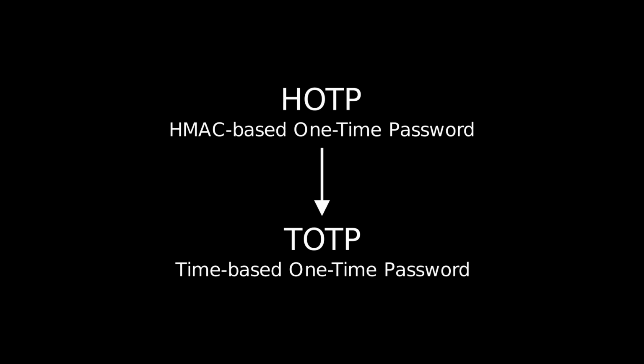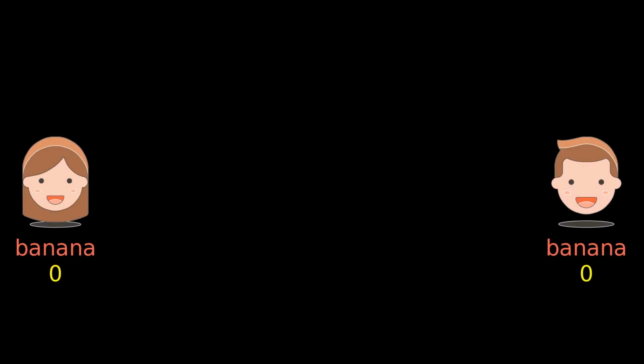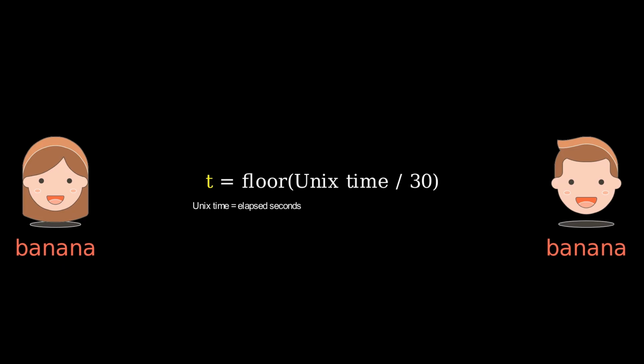We are just one step away from the time-based version, which is what Authenticator apps use. The big difference? Instead of keeping track of a message counter, they use the current time to generate a message number. Every 30 seconds, the password needs to be changed, so the message number will be the number of 30-second intervals passed since January 1st, 1970.